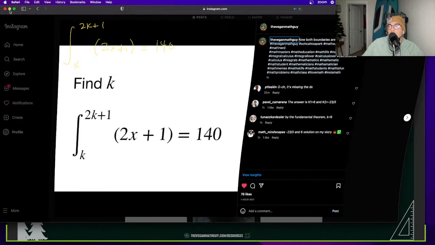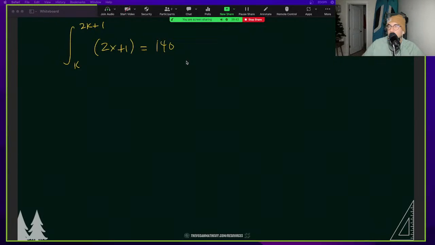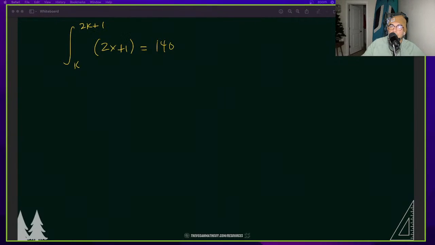Okay, so here we go. This is the problem now. What we need to do is find k. So that means there's an area underneath the curve from the parameters k to 2k plus 1 of this function 2x plus 1, and that's equal to 140. Well, let's not be scared of that. Let's just go ahead and take the integral of the 2x plus 1.